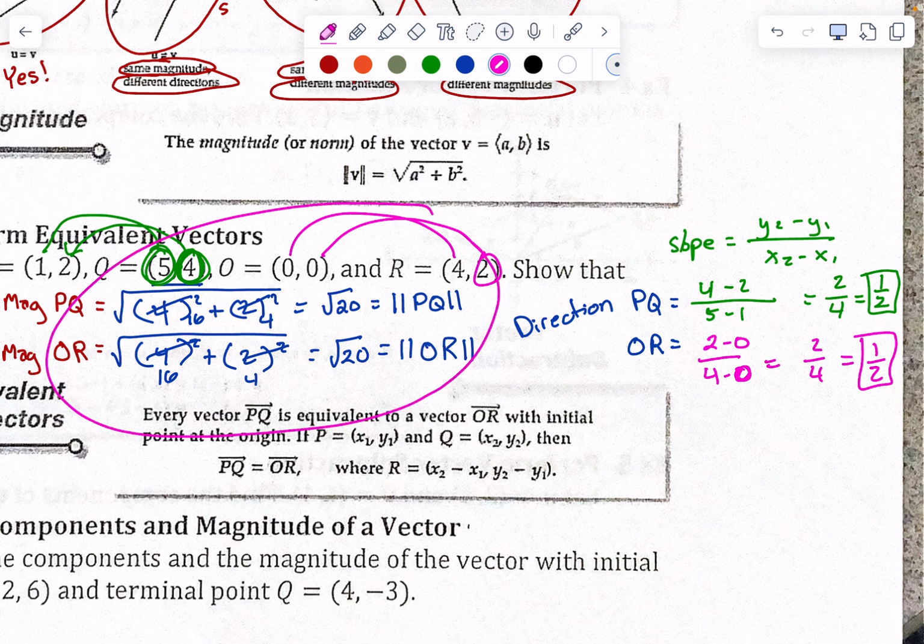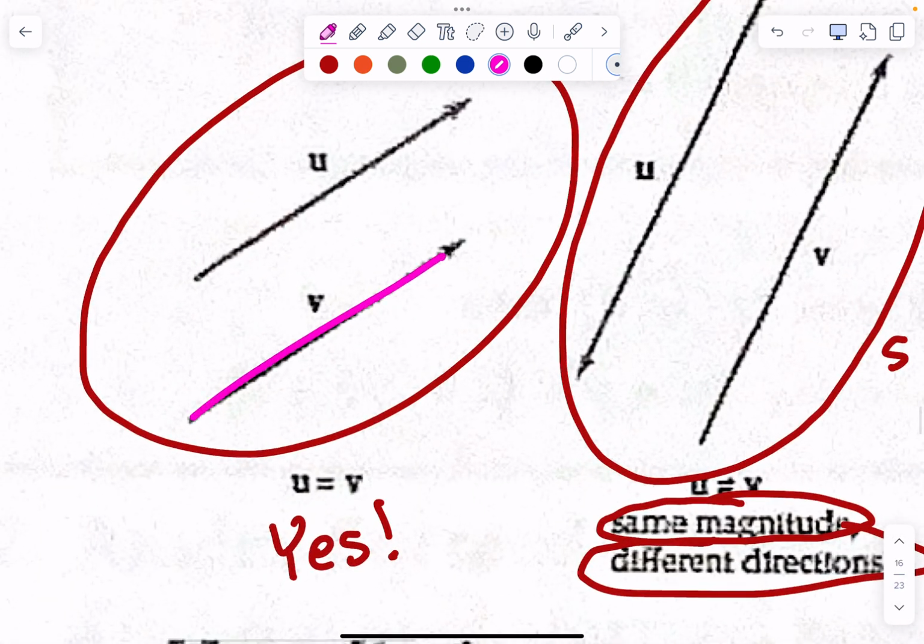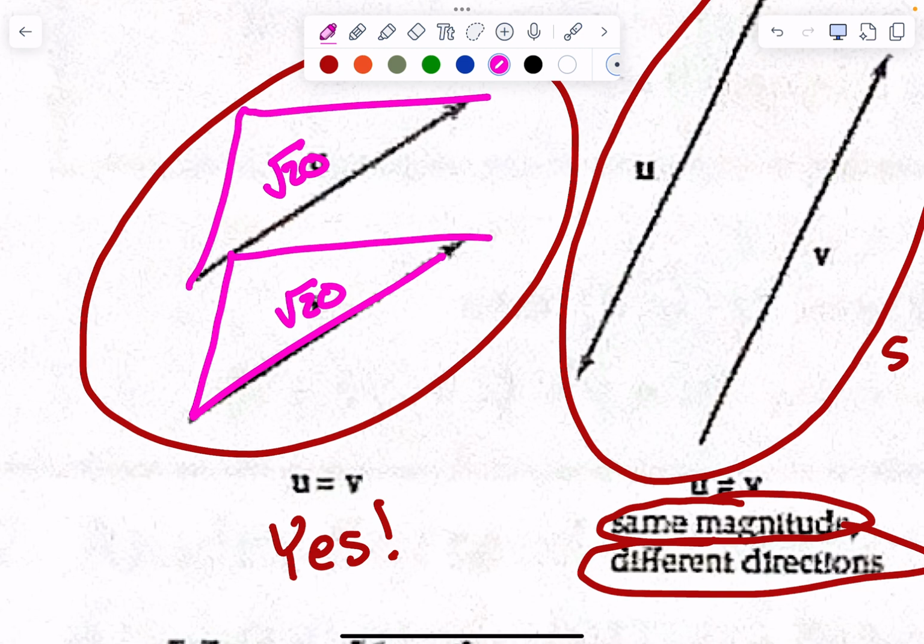So the magnitudes check out. They are the same length of vector. Their directions, their slopes, check out. They are going the same direction. So I have this is the square root of 20 and this is the square root of 20, and he is going up 1 and over 2 and he is going up 1 and over 2. So are those vectors equal to each other?